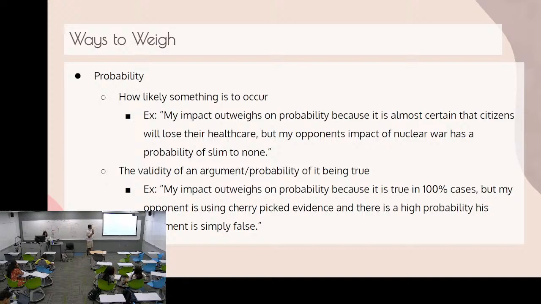Basically, you can compare that it's true in 100% of cases, but my opponent is using cherry-picked evidence, and there's a high probability his argument is just simply false.